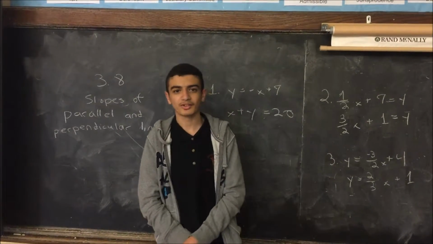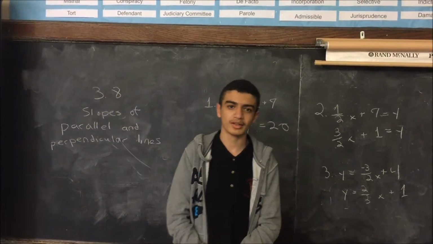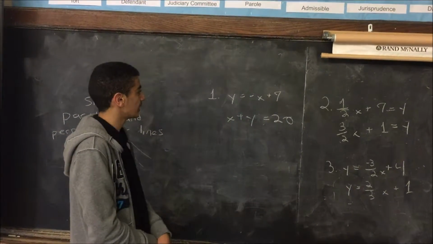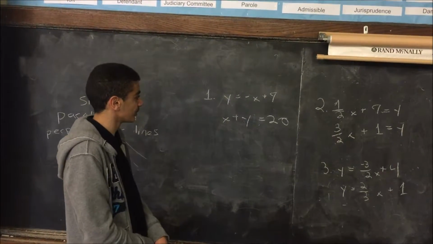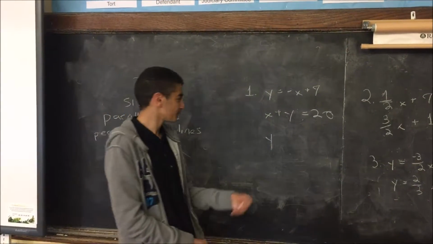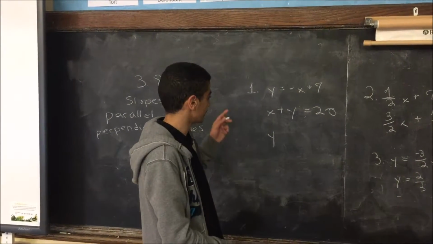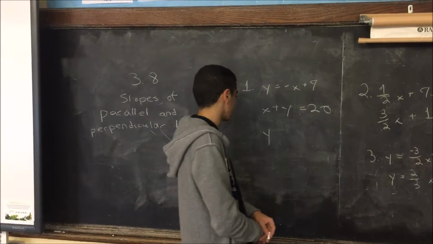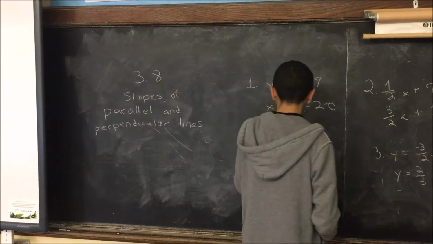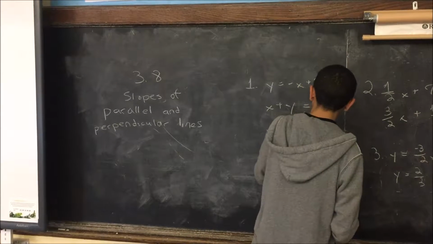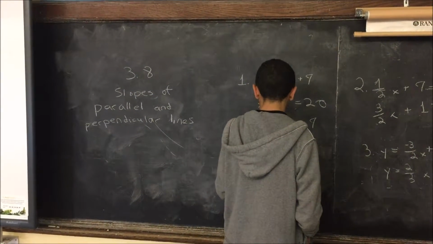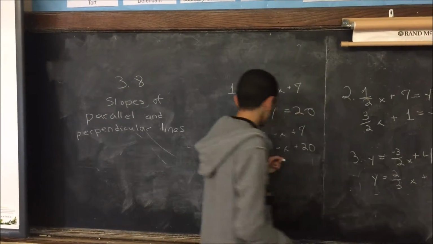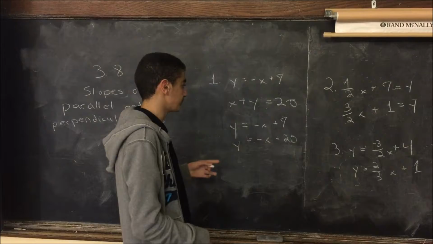What the topic basically explains is that if two lines are going to be parallel, they must have the same slope. I'll explain that right now in this problem. Right now we have y equals negative x plus 7 and x plus y equals 20. In order to solve this problem, we must make sure that they're both in slope-intercept form. To do that, we must subtract x from this side and put it onto the left side, which will be 20. So that will be y equals negative x plus 7 and y equals negative x plus 20. As you can see, they both have the same slope, which means that they will be parallel on the graph.